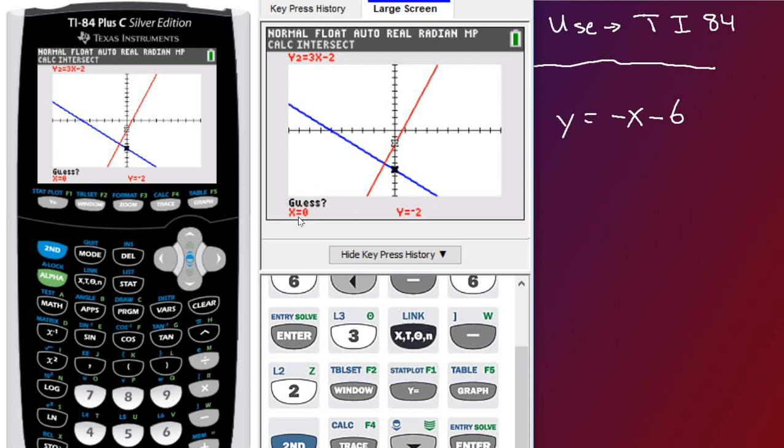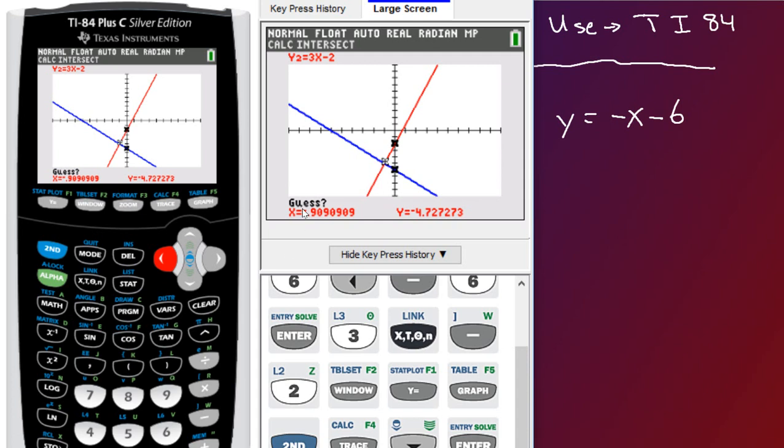And then it asks me, well, give me a guess. Well, we should see this blinking, and if you don't, that's okay. But we are going to move that using our arrow keys to close to where the answer is. It doesn't have to be right on top of it, and you don't have to be too picky about it. Now, other calculators, when you do your calculate, or GSolve is what the Casio calls it, and you press intersect, after you tell it the first and second curve, you just press enter, and you don't have to do this extra step.